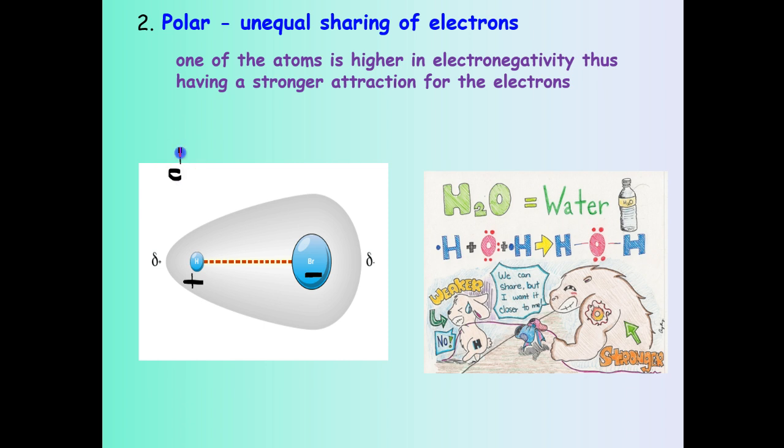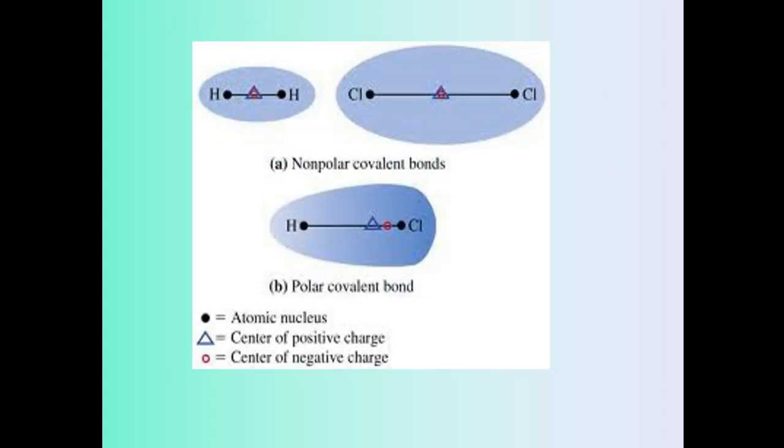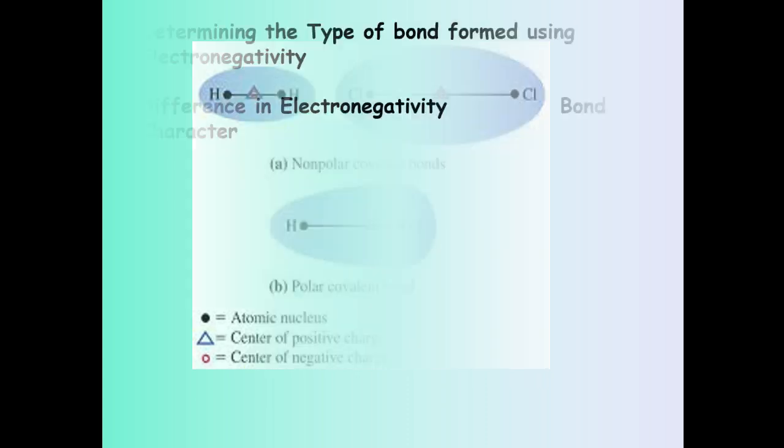This is what we call a dipole, and a dipole is opposite charges separated by a short distance, and that short distance is the chemical bond. Next, we have this diagram that just shows you a picture of two different nonpolar covalent bonds between two hydrogens and two chlorines, and then what a polar covalent bond looks like between hydrogen and chlorine.